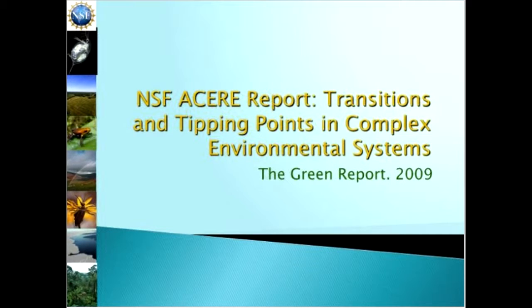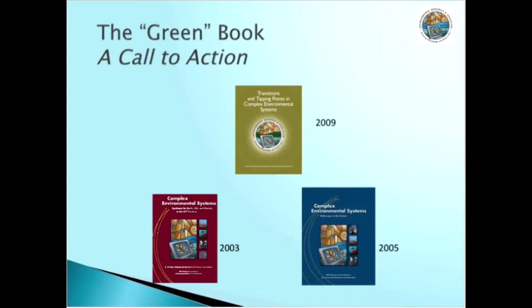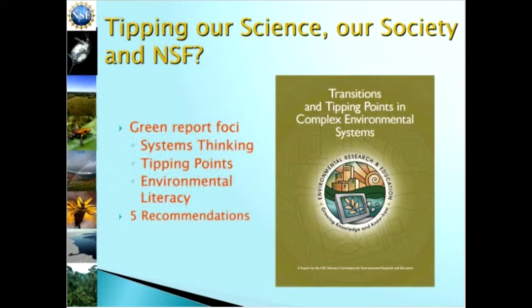And we took our mission very seriously. We created in 2009 the culmination of our work that is represented in Transitions and Tipping Points in Complex Environmental Systems. We called our report the Green Report, if for no other reason. The first one in 2003 was red, the second one in 2005 was blue, and because we saw our mission as really a call to action, we thought green represented our emphasis very well. Now, there are 3 different foci of the report, but what we are really here today to talk about is the part on environmental literacy.